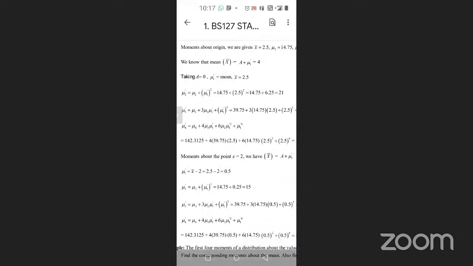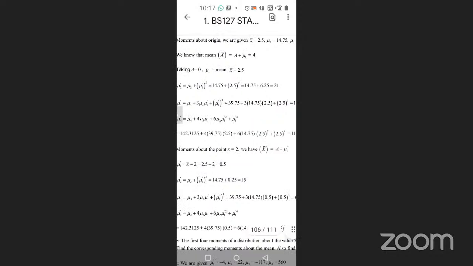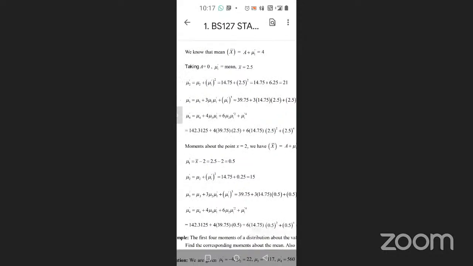After that, you can take the moments about the point a is equal to 2. That is x bar is equal to a plus mu1 prime. So mu1 prime is equal to x bar minus 2, that is 2.5 minus 2 is equal to 0.5. Now you take mu1 prime, that is 0.5, so mu2 prime is equal to mu2 plus mu1 prime whole square. So mu2 prime, mu3 prime, again you can calculate these 4 values.